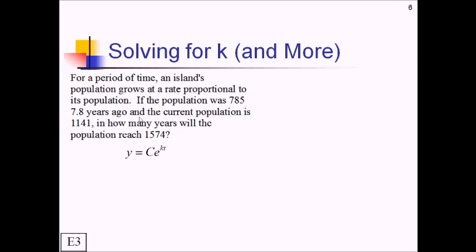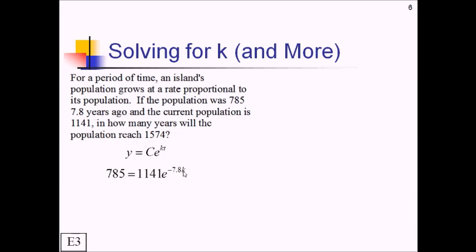So let's say that we plug in 7.8 for this function. So that's going in for t. The initial population, the current population, is still going to be 1141. That's going to be the c value throughout this problem. But initially, our target value for y is this 785. So we're going to write 785 equals 1141 e to the negative 7.8k. Negative because this is 7.8 years ago. So we're going back in time for this one.